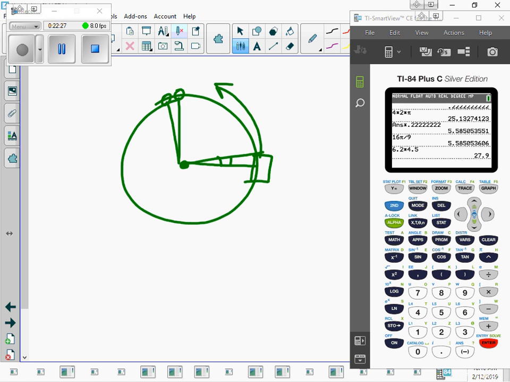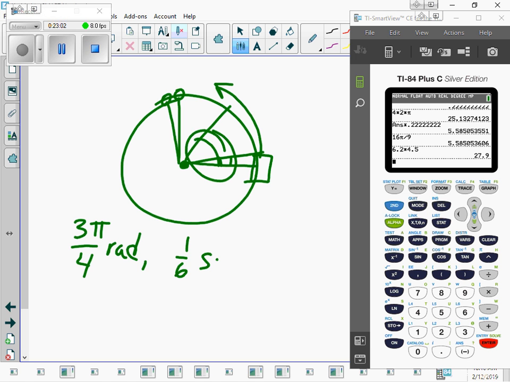Then how fast is your angular rotation? 360 degrees every minute. Okay? So to find the angular velocity, you have to figure out how fast the angle is changing, not how fast the position is changing. So for number 104, we are going to do 3 pi over 4 radians in a sixth of a second.